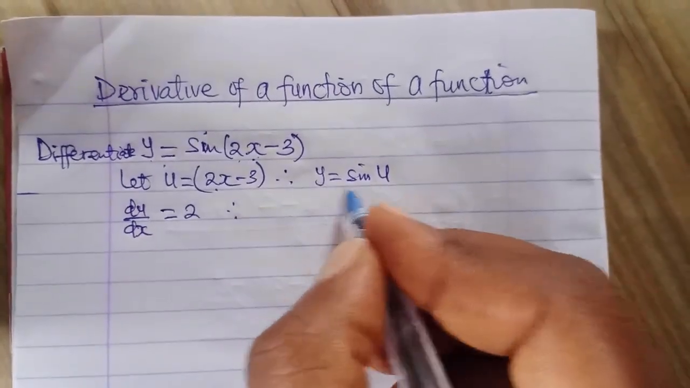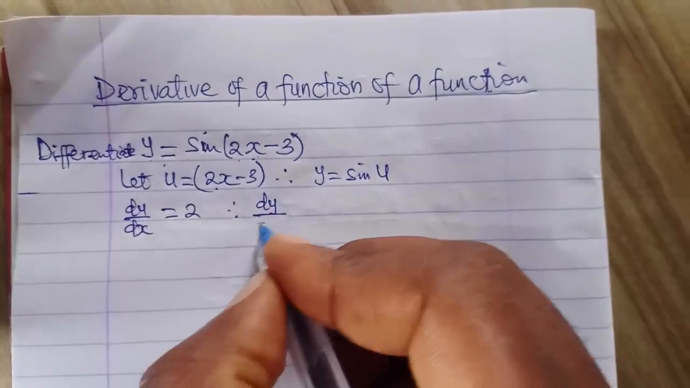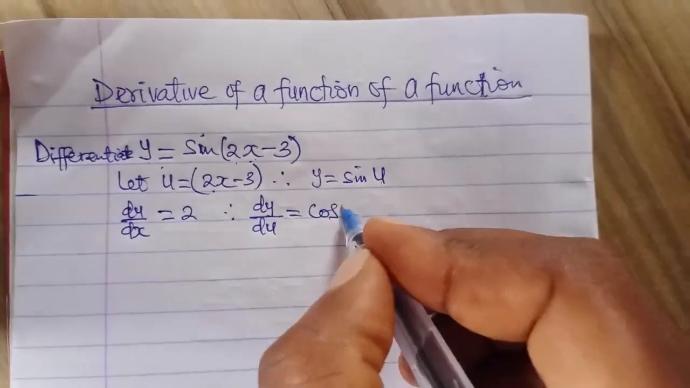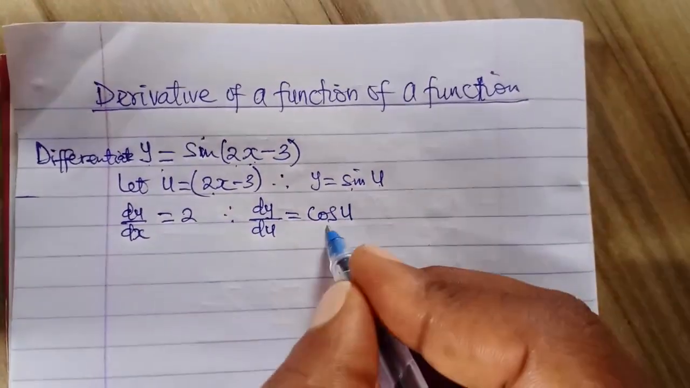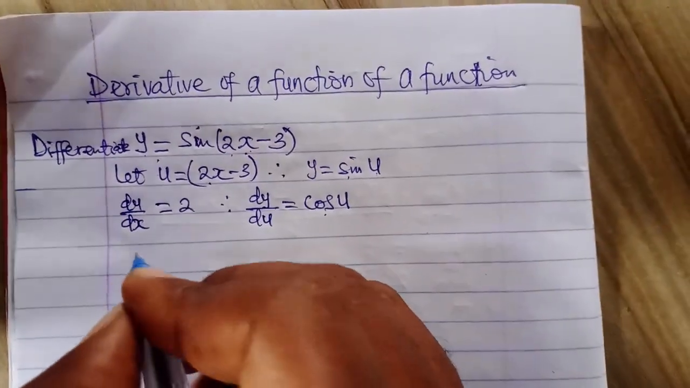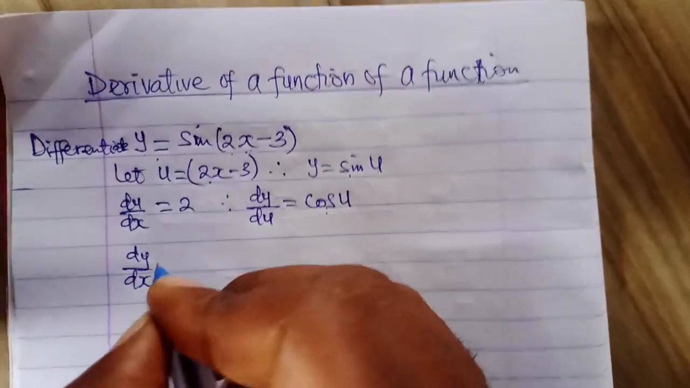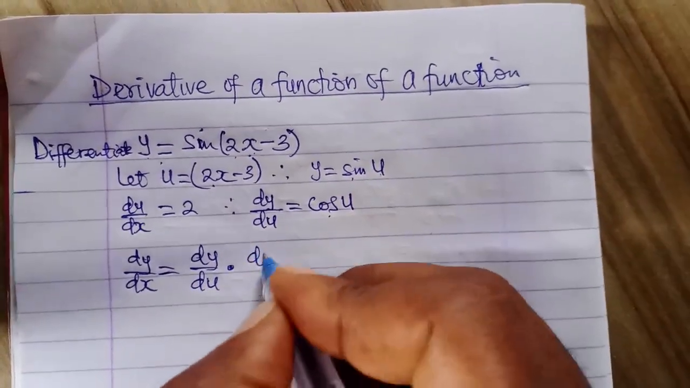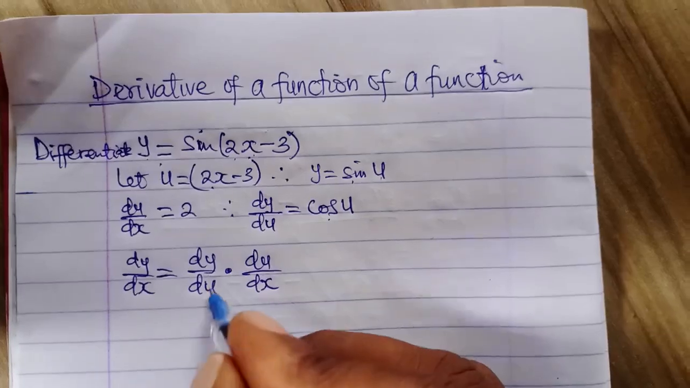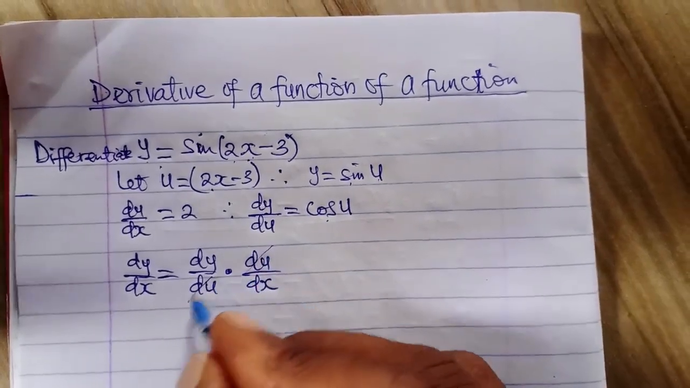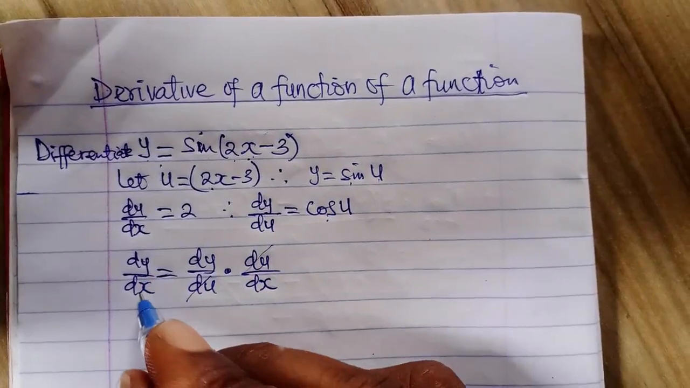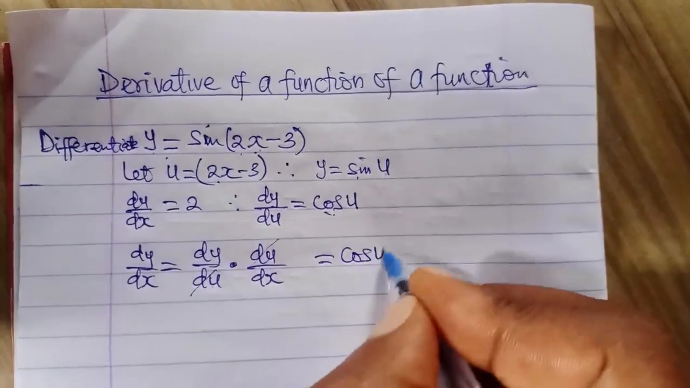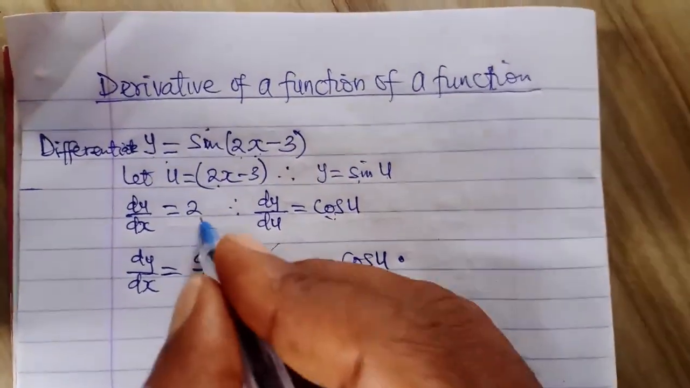Therefore, if we now differentiate y with respect to u, we'll have cos u, because if you differentiate sine, you have cos. So if we now want to find dy/dx, it will be equal to dy/du times du/dx. This is because du can cancel du to give dy/dx. Now, what is our dy/du? Cos u, times our du/dx, 2.